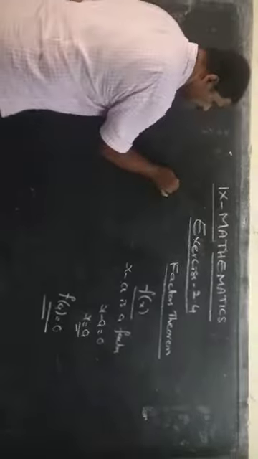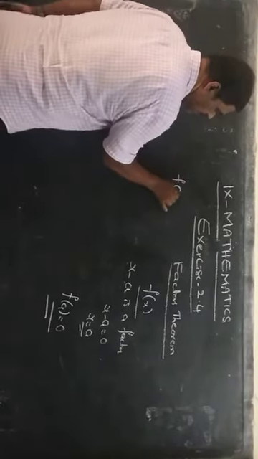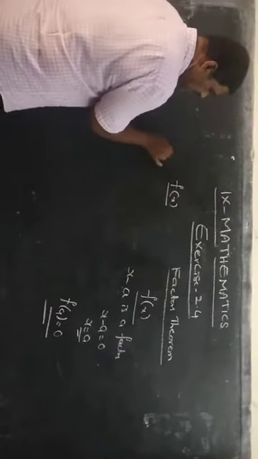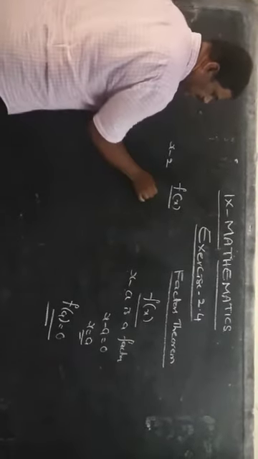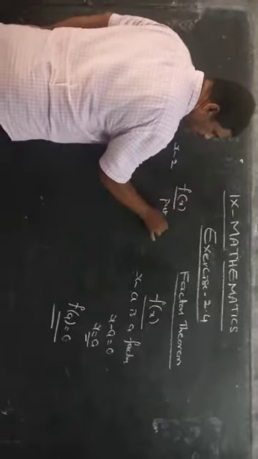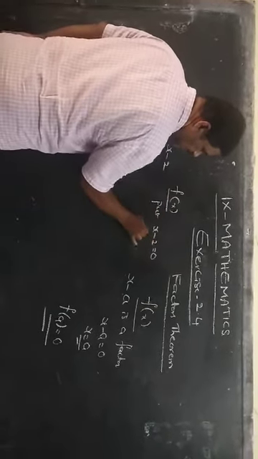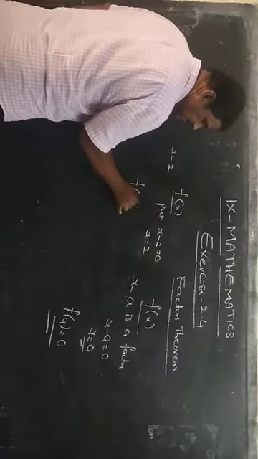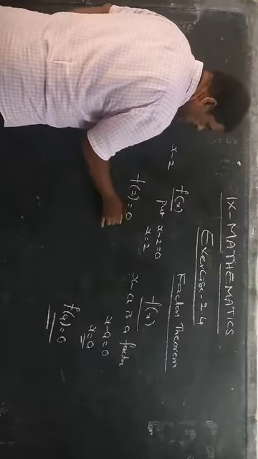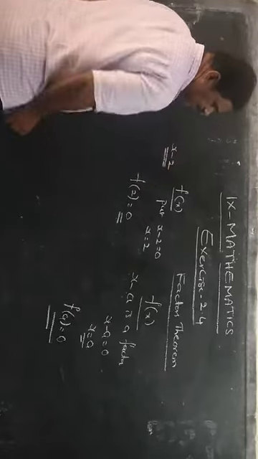For example, f of x is a function. If you want to know whether x minus 2 is a factor or not, then what do you have to do? Put x minus 2 equal to 0 and find the x value, 2. This x value you will substitute in f of x. If you get 0 as the answer, then x minus 2 is a factor.